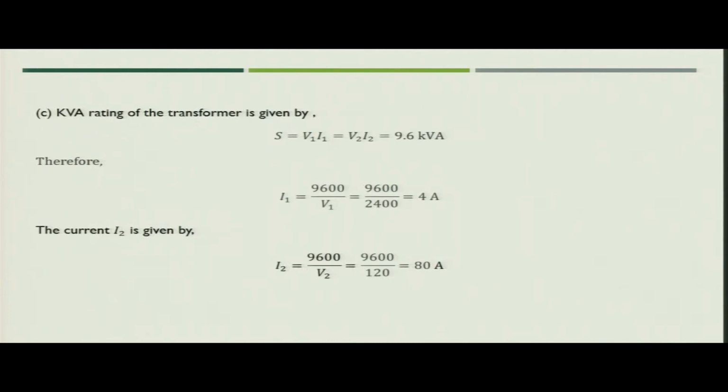Now, we know the kVA rating. The rating of the transformer is V1 I1, which is also equal to V2 I2, and given as 9.6 kVA. So, what will be the value of current? I1 will be 9600 divided by V1, which is 4 ampere, and I2, that is secondary current, will become 9600 divided by 120, that is 80 ampere.